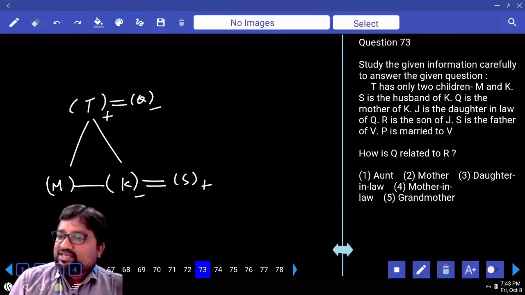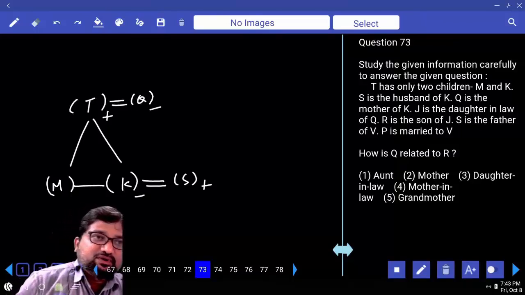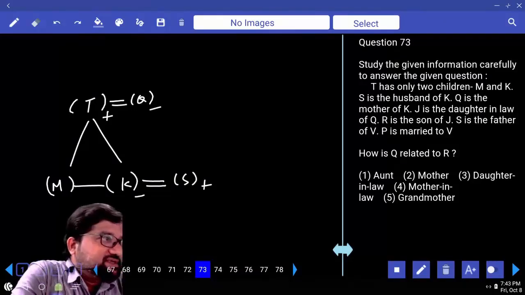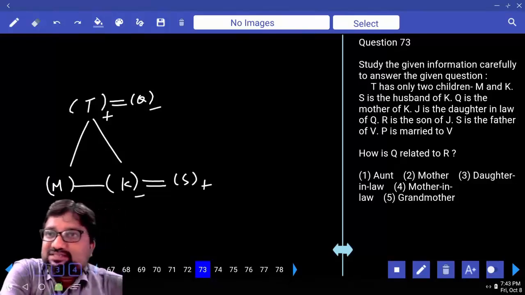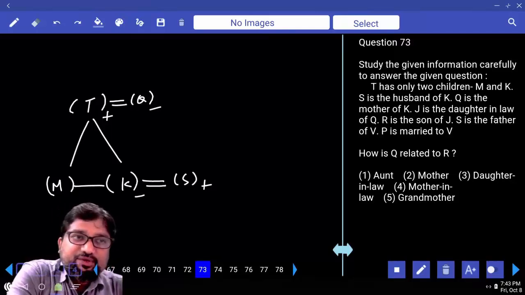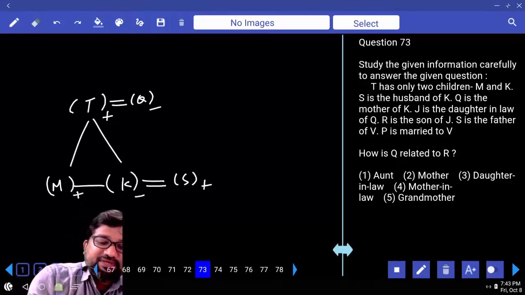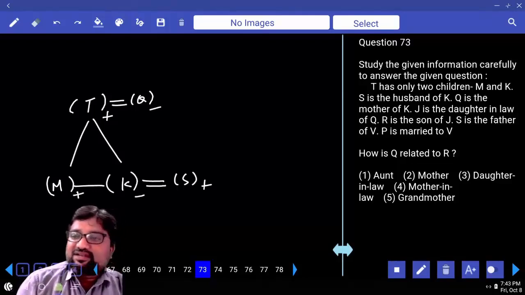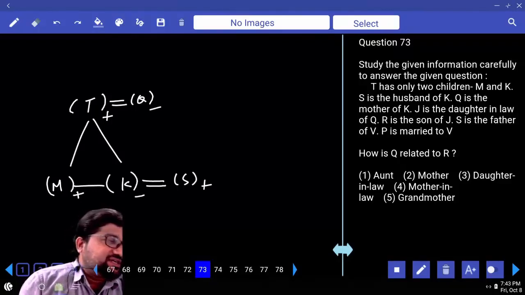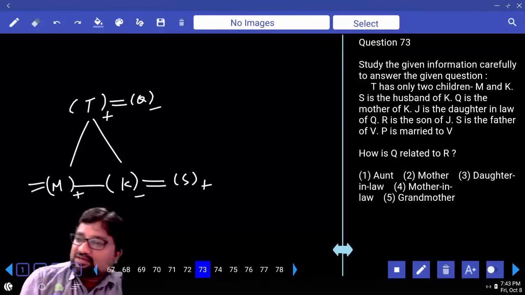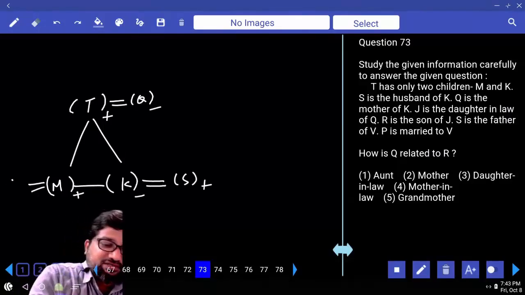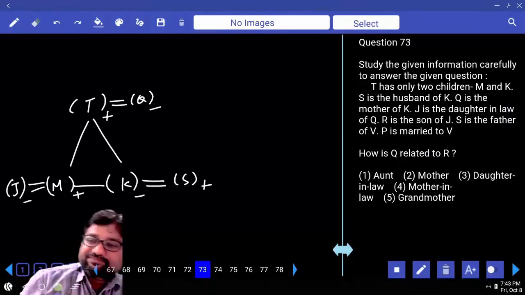Next, J is the daughter-in-law of Q. Who is your daughter-in-law? Come on, I need an answer. My son's wife is called daughter-in-law. Q has how many children? Only 2 children. So automatically that son should be M, because he told us clearly that T has only 2 children. So who is this daughter-in-law? J is the daughter-in-law of Q, female.